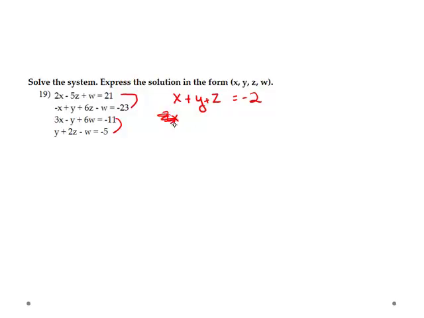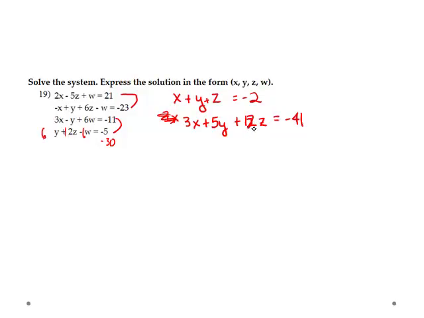I'm sorry, let's eliminate the w from these 2 equations by multiplying this one by 6, 12, 6, negative 30, and adding it to the one right above it. You get 3x plus 5y, and then 12 plus 12z equals negative 41.